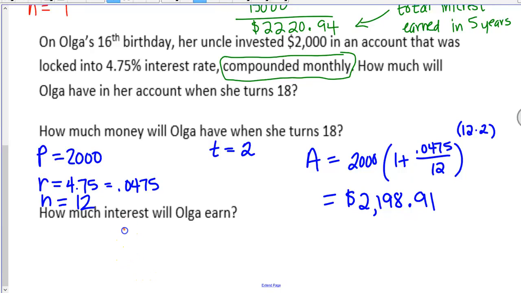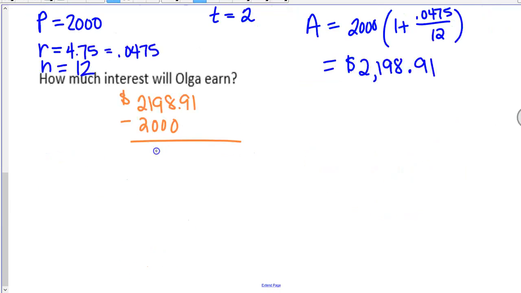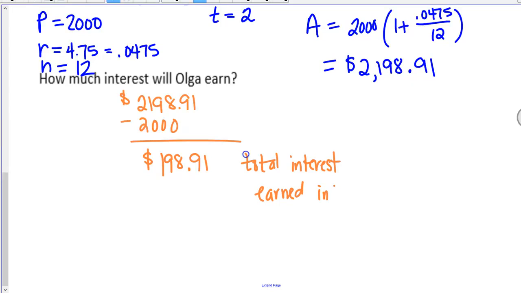So again, you take that total amount, so the $2,198.91, subtract out the $2,000 that the account started with, so $198.91. This is the total interest earned in 2 years. And again, this is the total amount. This is the total amount in the account after 2 years.